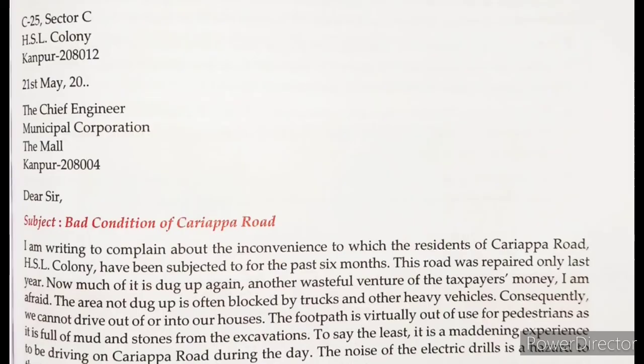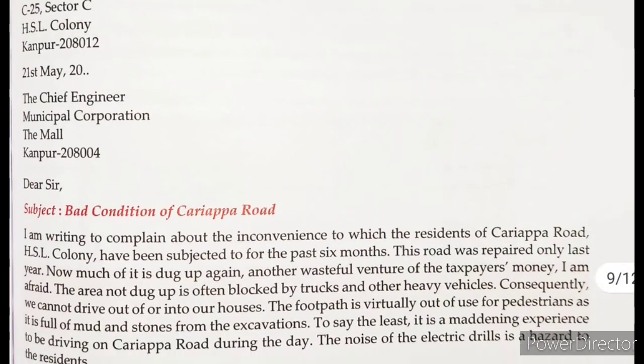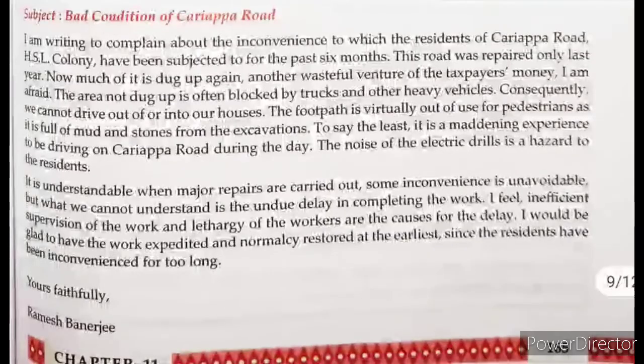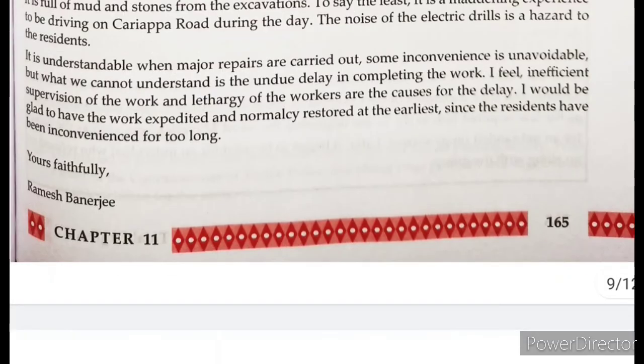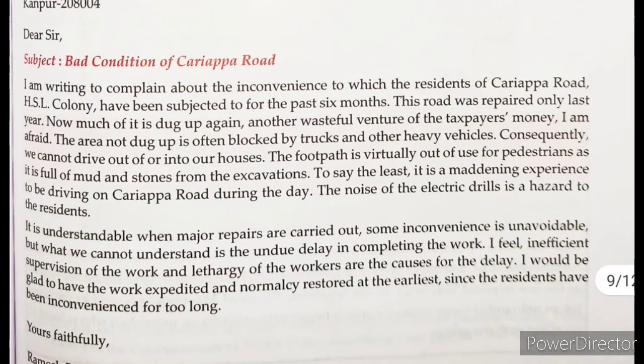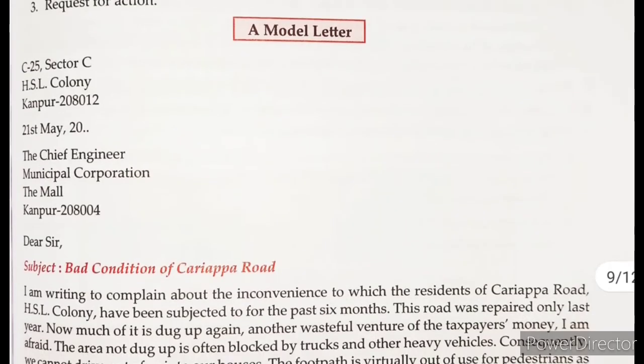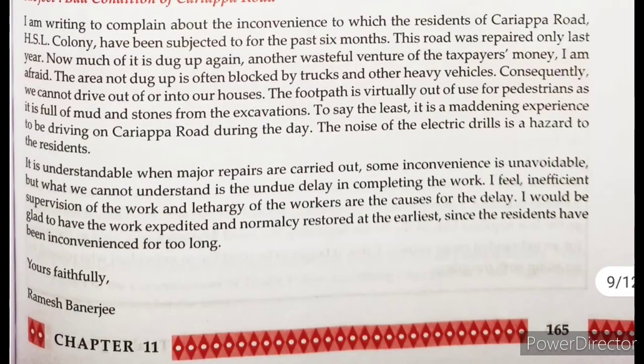The error was not made by the one who has written the book. It is the error made by the people at the printing press. So they have forgotten, and you have to make the necessary corrections. This letter is more or less correct in every way except the commas are missing. And here after Ramesh Banerjee, underneath there should be the name within brackets in block letters, which is missing. So these two things, if corrected, the rest of this format is perfect. This model letter is the perfect format which you must try to follow in case of any official letter.